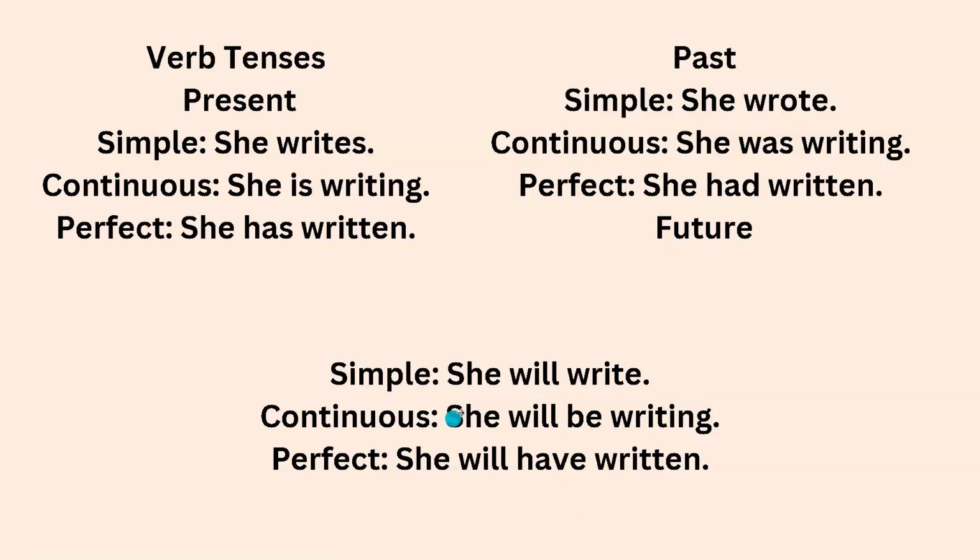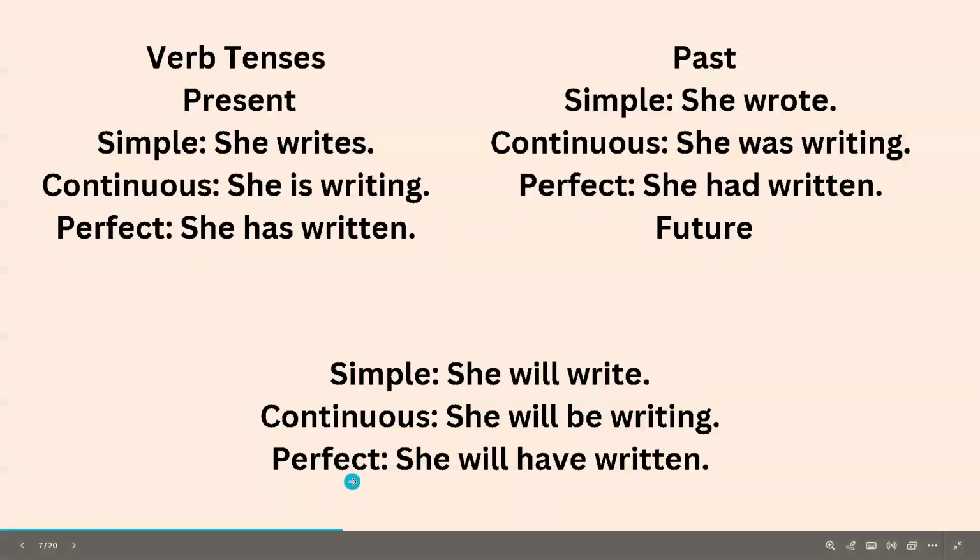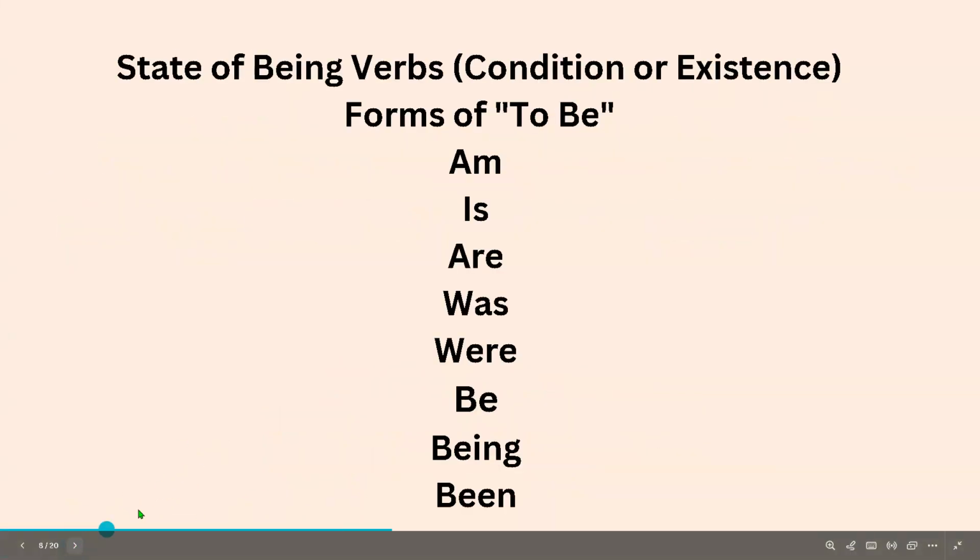Okay. So here in future tense, the word future will come here. In simple future, you will get she will write. In future continuous, she will be writing. In future perfect, she will have written. Okay, this is how you will make sentences.